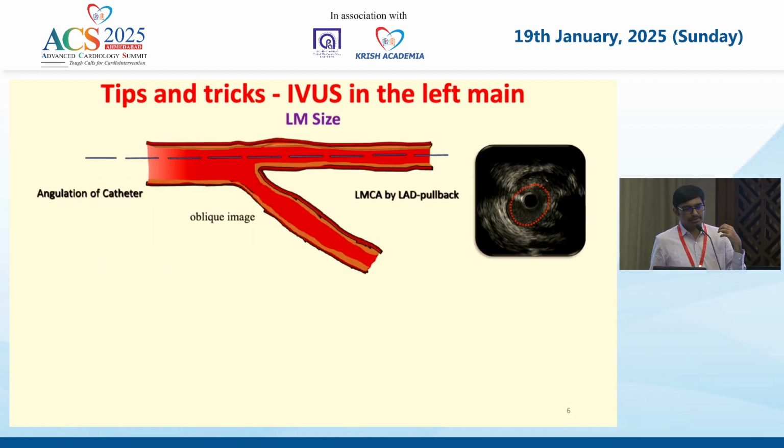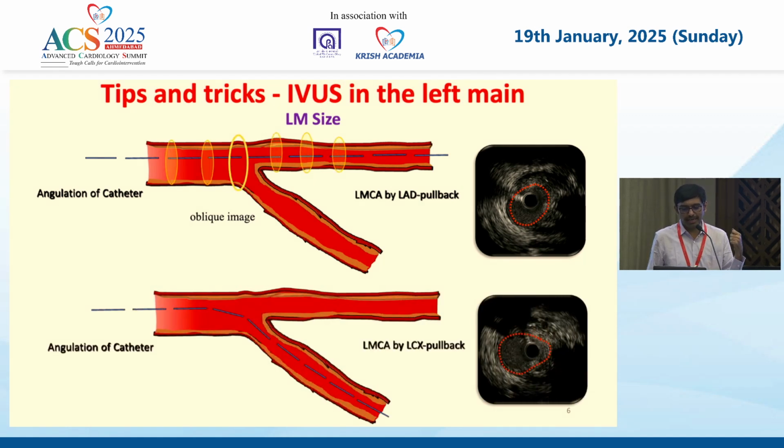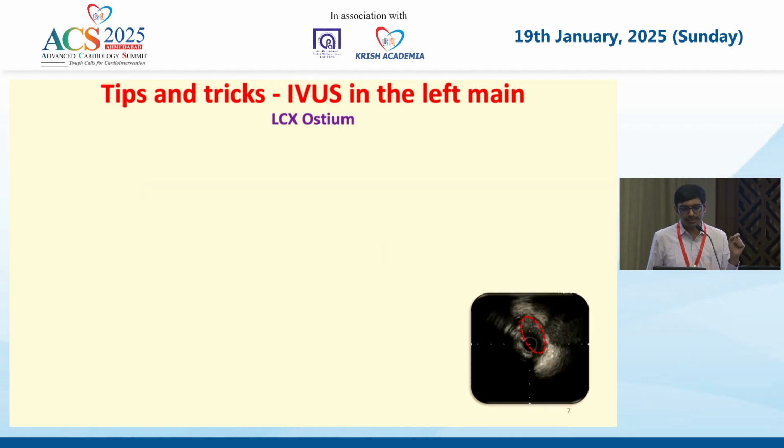And how do you size your left main? The sizing should always be done from the pullback in the most coaxial branch. More often it is from the LAD, to avoid oblique imaging. Whenever you do it from the angulated branch, the image you create is an oblique image that results in overestimation of your left main size. So it is important to do your left main sizing from the most coaxial branch.